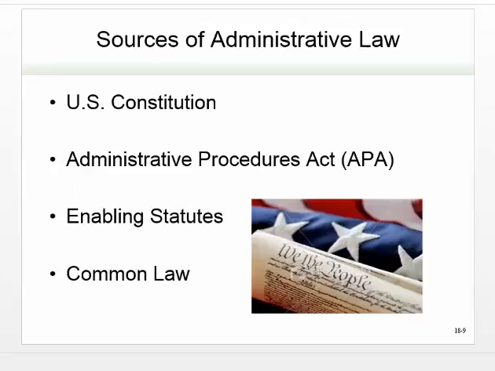So where do you find administrative law? It's primarily, I would have reorganized these bullet points, primarily in enabling statutes and common law. So the enabling statutes are the statutes that created the agency to begin with. In 1971, Congress passed the Environmental Protection Act, which created the Environmental Protection Agency.